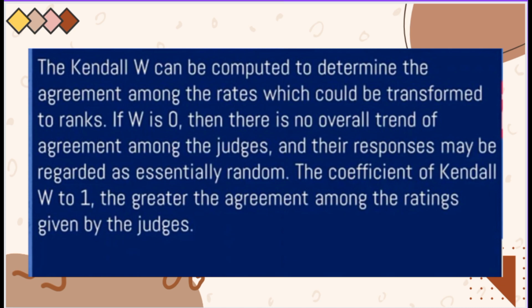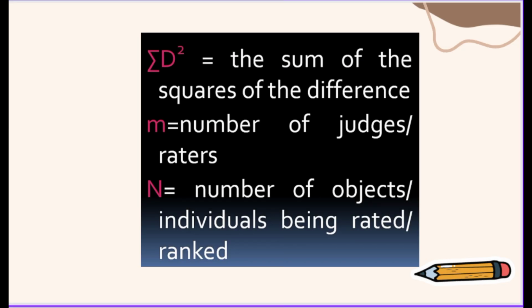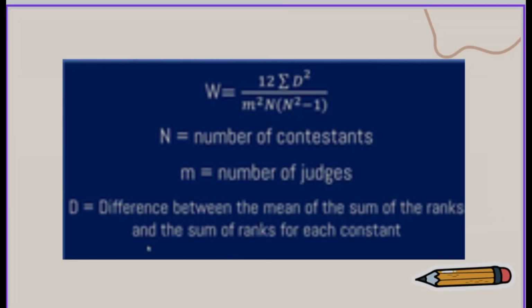So, the Kendall's formula here: W is equal to 12 times the summation of D squared, all over M squared times the quantity N times N squared minus 1, where the summation of D squared is the sum of the squares of the differences, M is the number of judges, and N is the number of contestants. D is the difference between the mean of the sum of the ranks and the sum of ranks for each contestant.